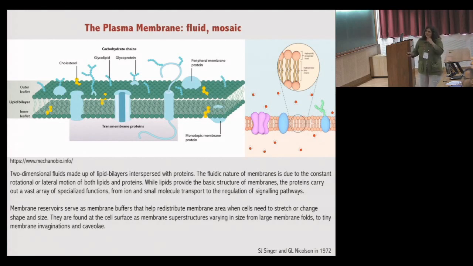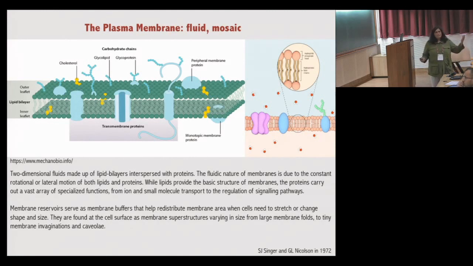The lipids themselves provide the basic structure of the membranes. The proteins carry out a vast array of specialized functions. When we talk about membranes, we should also talk about membrane reservoirs, because this is important when you think about being able to change cell shape. And these are essentially membrane buffers that help redistribute the area of the membrane when a cell needs to stretch or change shape and size, right?